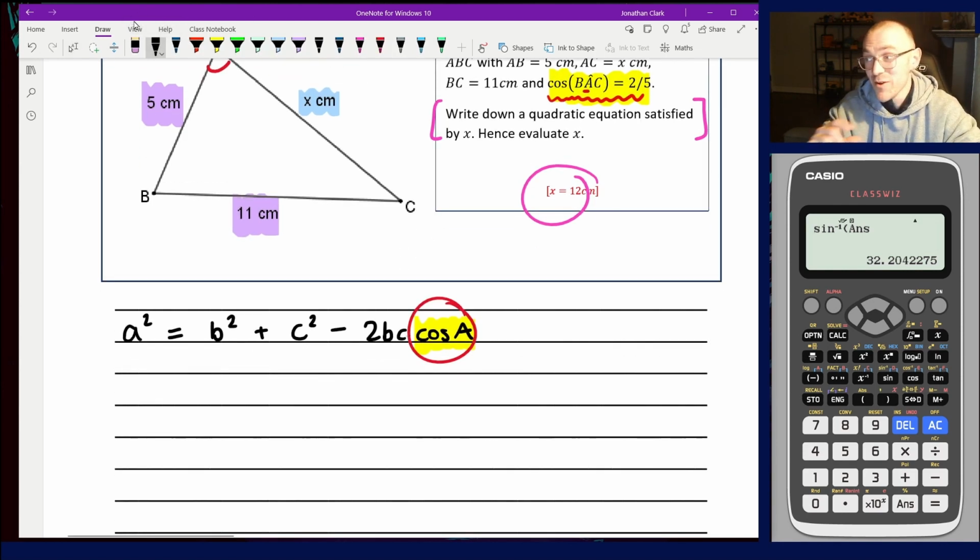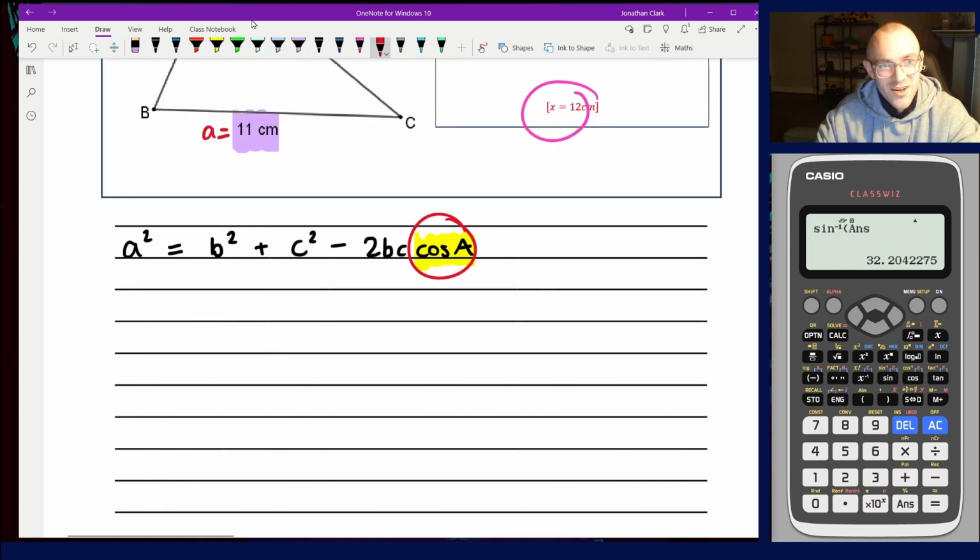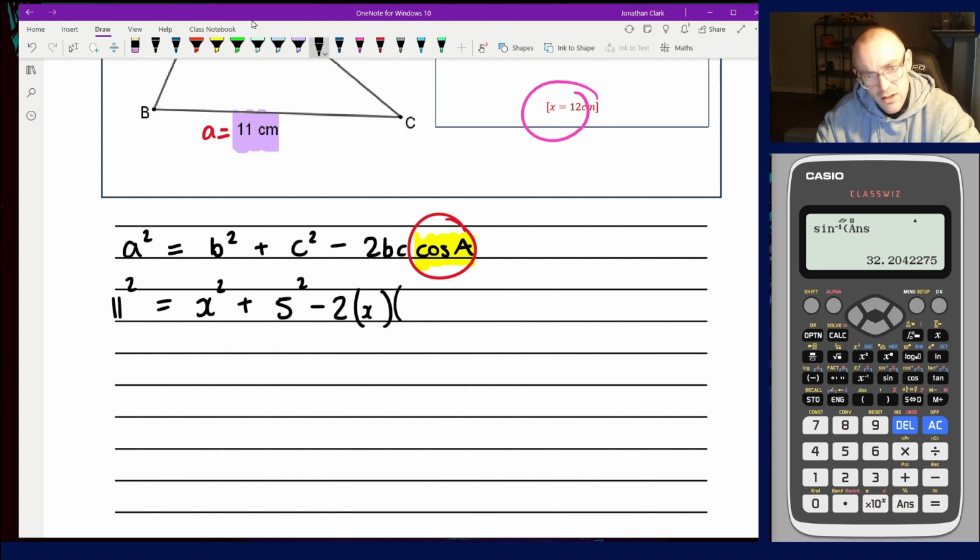So on this next line, I'm also going to replace everything else I know. And let's label it. So little a is going to be this side opposite A. Little b is the side that I do not know. And c is the 5 centimeter side. All right, let's do that. Let's change everything we can. 11 squared, x squared, and 5 squared. 2x times 5 times 2/5.